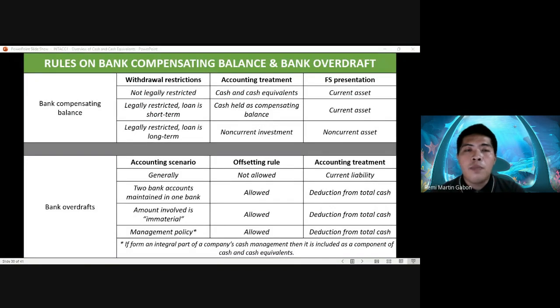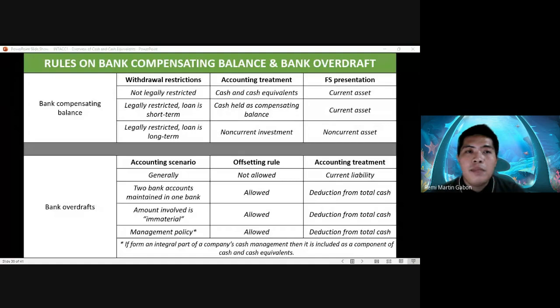If short-term, we treat that compensating balance as part of the current assets, part of other current asset na cash held as compensating balance. Not part of cash but cash held as compensating balance as other item of current asset. Pag long-term naman yung loan, needless to say, non-current lahat yan. Non-current investment, non-current asset na.